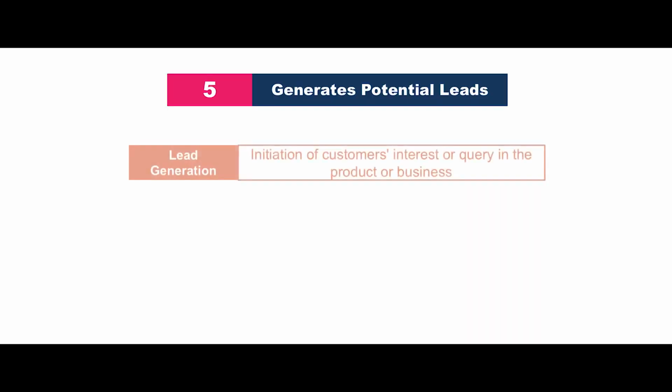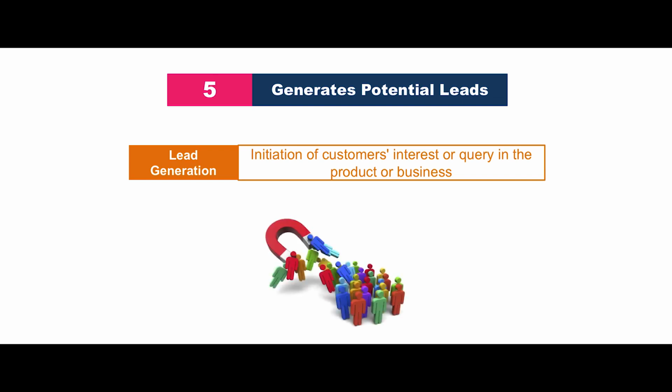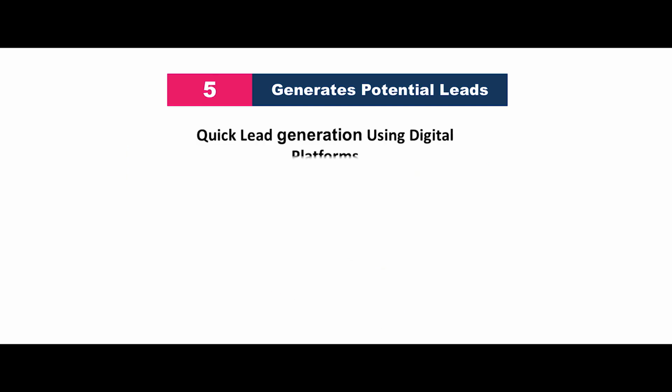The next point of difference is that digital marketing generates potential leads. In marketing, lead generation means the initiation of customers' interest or inquiry into the product or business. This process of lead generation in digital marketing is very quick and fast, as the customer can connect to your business on a real-time basis. However, this process is very slow in the case of traditional marketing.